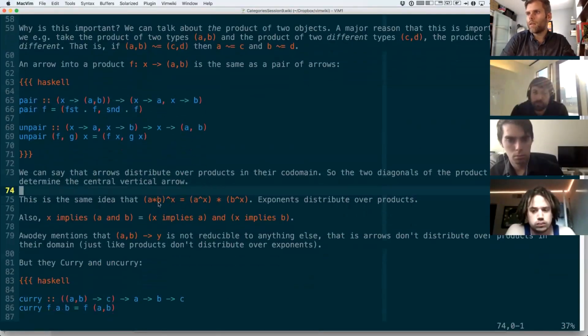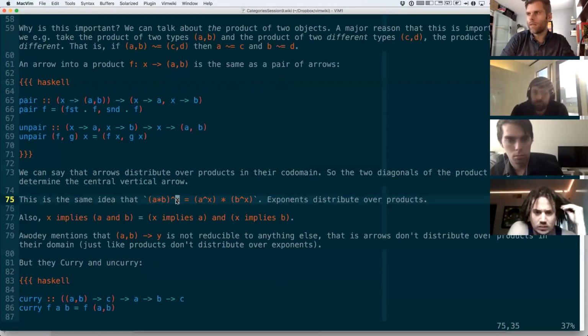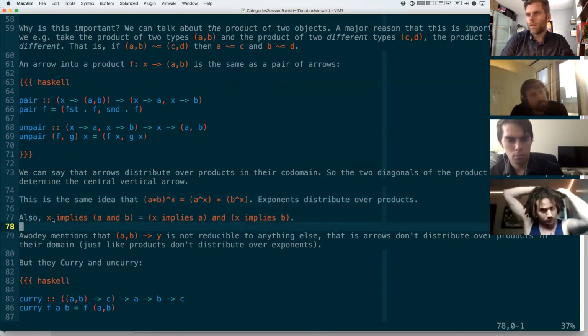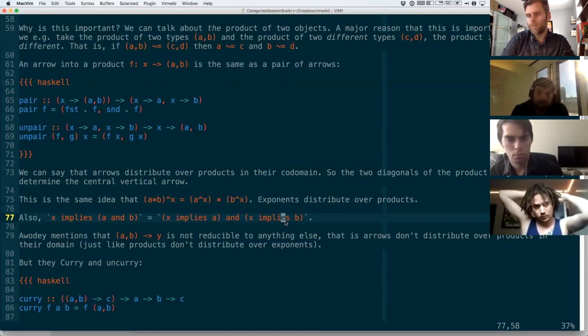And this is the same idea that, for instance, (a times b) to the power of x is the same as a to the power of x times b to the power of x. So exponents distribute over products. And that is not a coincidence. Also in logic, we can say if x implies a and b, then x implies a and x implies b, right?